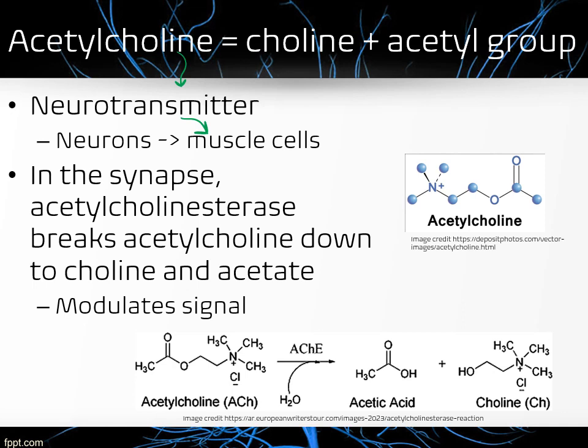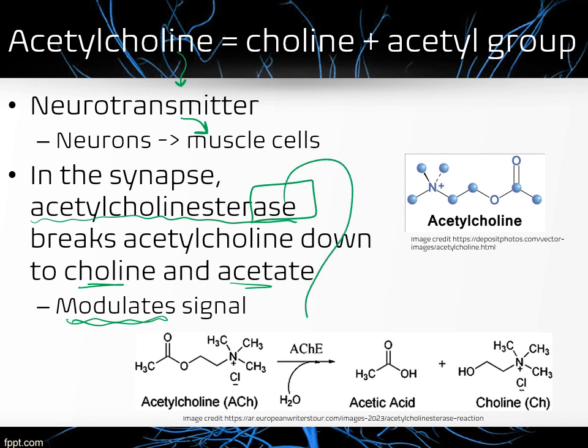So what happens is we've got in the synapse this enzyme, acetylcholine esterase. If it ends in ACE, it's probably an enzyme. And it's going to break acetylcholine down into choline and acetate. That's going to modulate or regulate the signal that's coming from the presynaptic cell. Again, we don't want acetylcholine stuck on the receptor forever. We want to be able to send more signals.